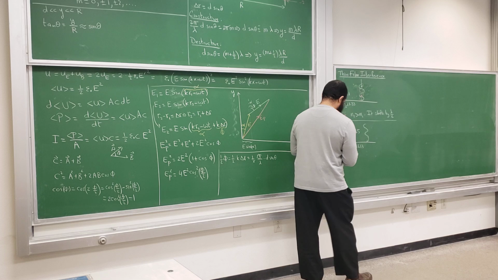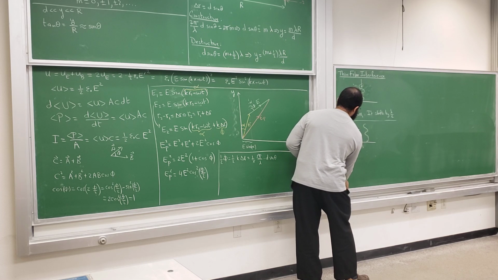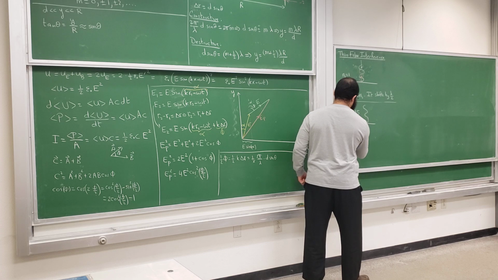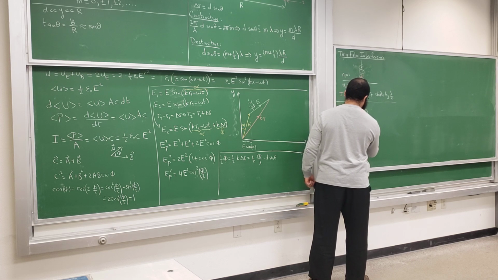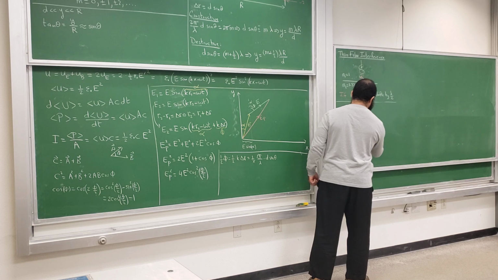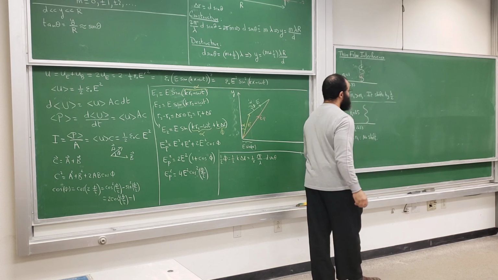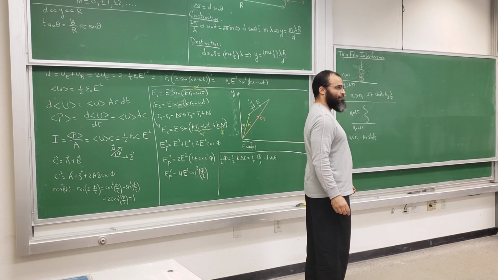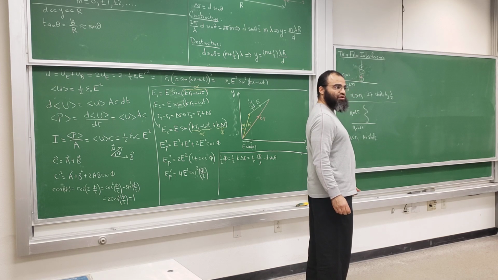So if N2 is less than N1, no shift. Okay, no shift. So I just need to remember that. Okay? There is no shift. Sounds good? So I need this.